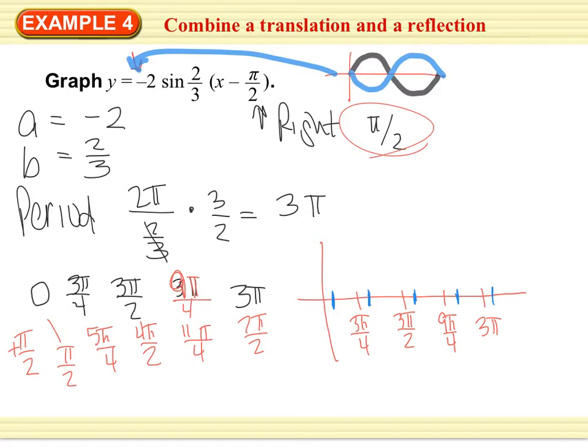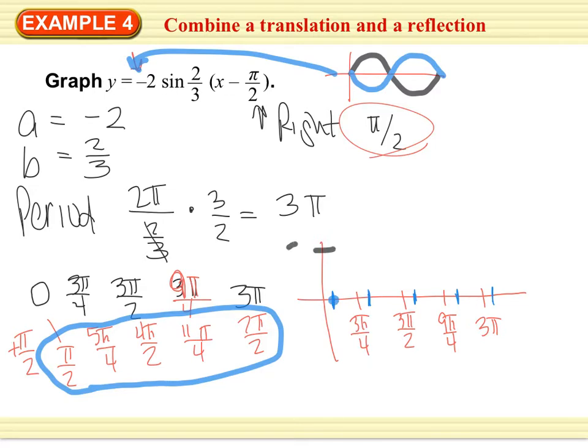The blue marks are a shift right of π/2, and if I had room, I would label them with these measurements, right? So we're starting here for sine. A is -2, so 2, -2. I'm going to go down first, remember, because it's negative, and then up, and then back. So there we go.